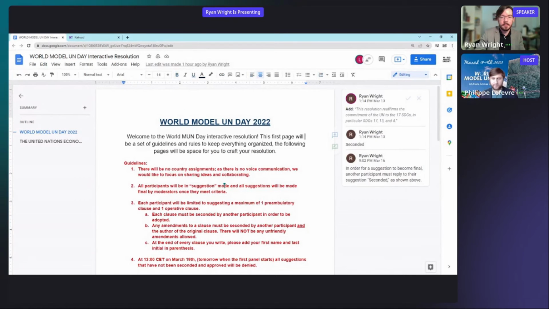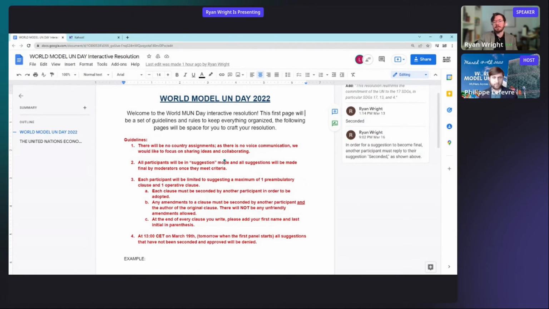Perfect. There we go. So welcome to the World Model UN Day Interactive Resolution. This first page on the document will be a set of guidelines and rules to help keep everything organized. We'll go through some examples as well. And then the following pages will be space for all of you to craft the resolution. Now, first of all, there are going to be no country assignments. As there is no voice communication, we would like to focus on sharing ideas and collaborating. And we would like to keep all communication on this document if possible. You'll have a little bit of time to talk on the tables on AirMeet after we close this panel.